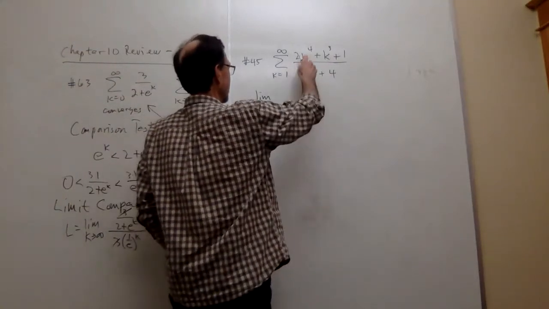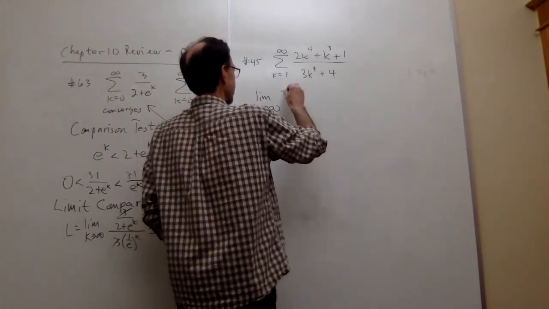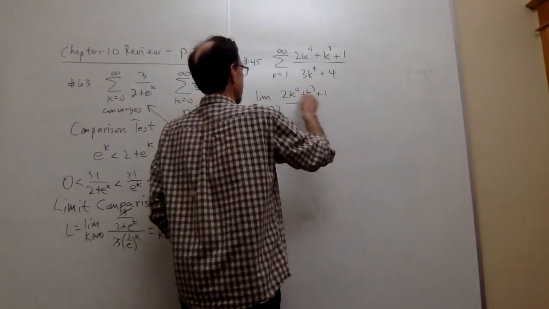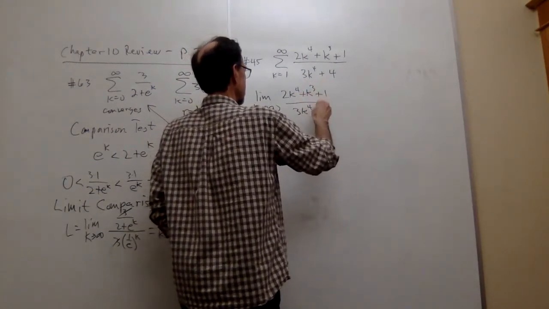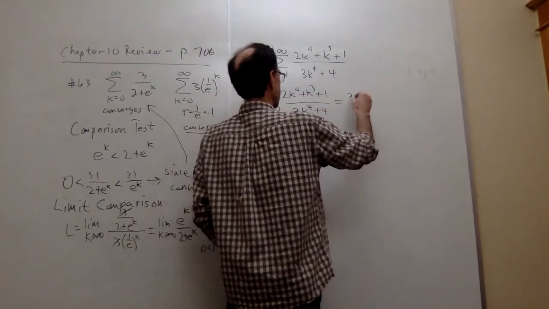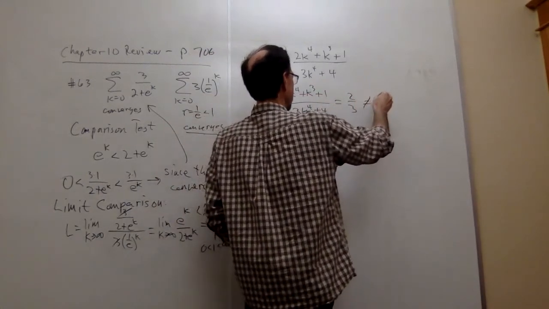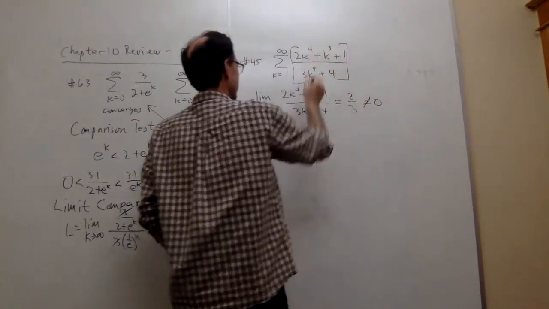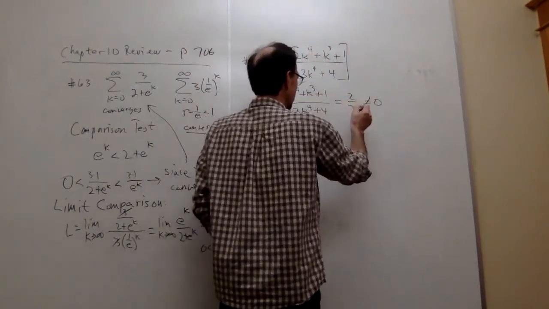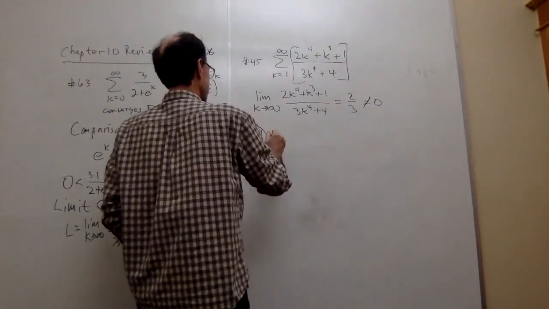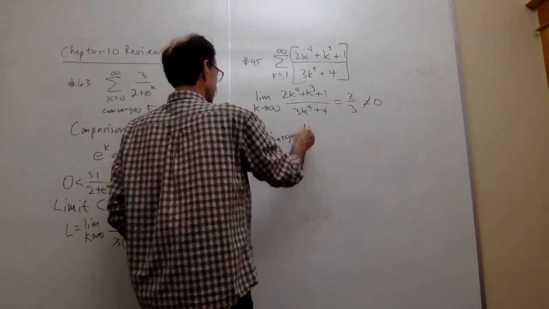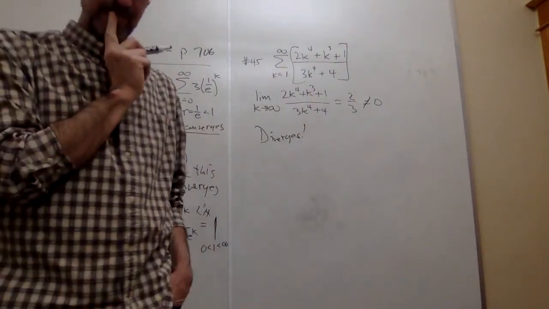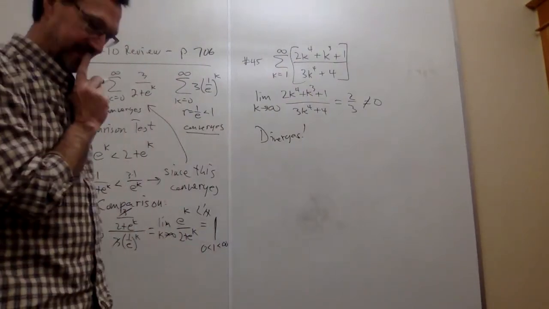As k goes to infinity, it's just going to be the ratio of those leading coefficients. 2/3. 2/3 is not 0. Again, this is the formula that generates the terms. If it does not go to 0, that series diverges. Okay? And there are 4 examples.